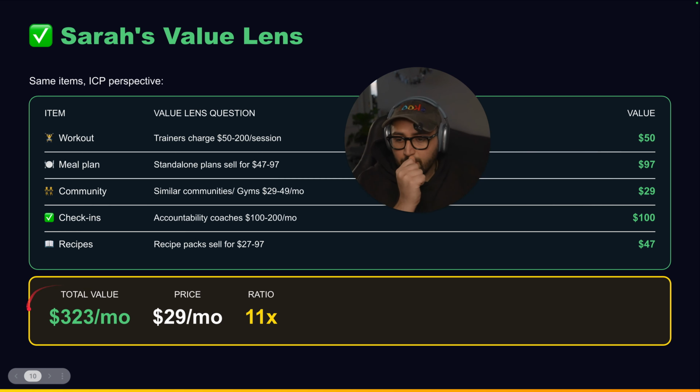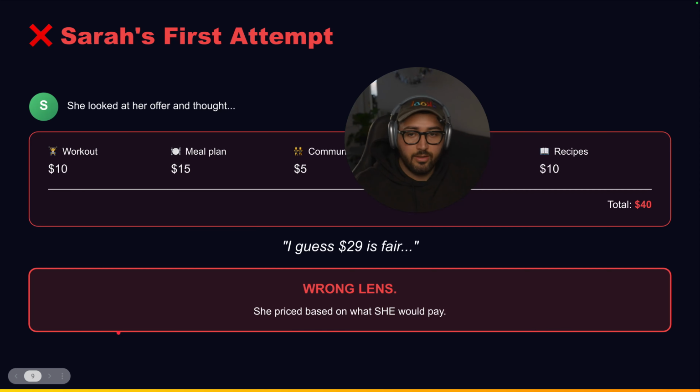So total value is this much, 327 per month. Her price is $29 a month, something around 11x. This is our ratio. So now this is something that we can relate to, we can see, and it is based on reality. And if someone wants to join your community, they see these things, they can go and do some research and find these numbers, and they can say, okay, these are real numbers, these are not inflated numbers.